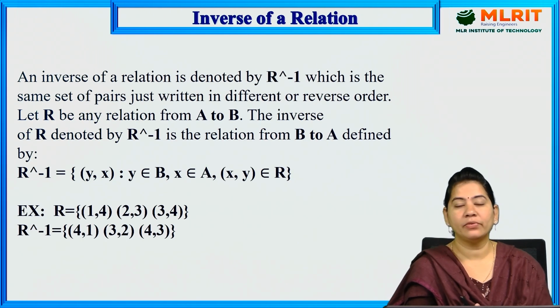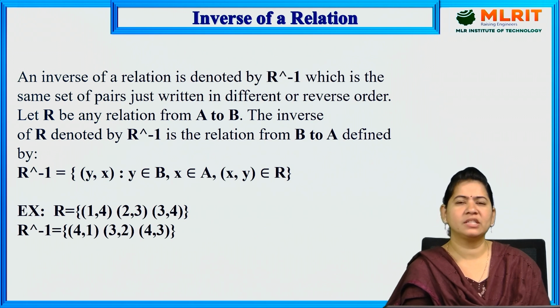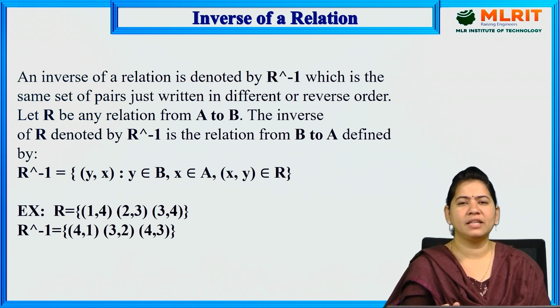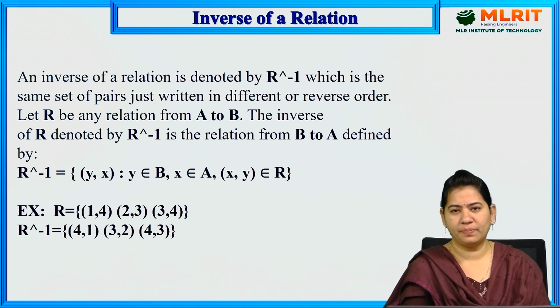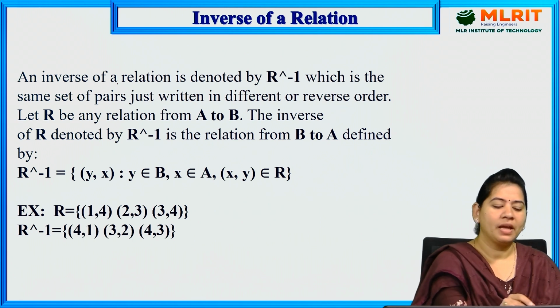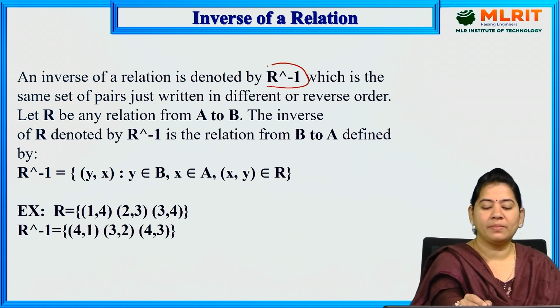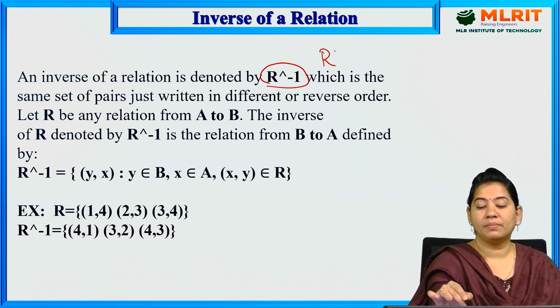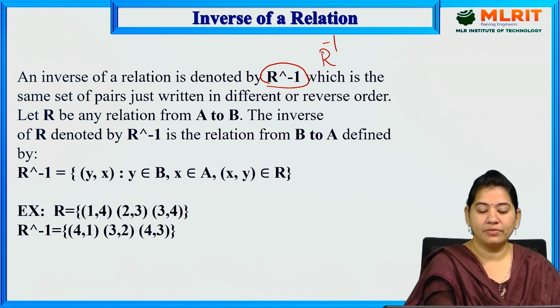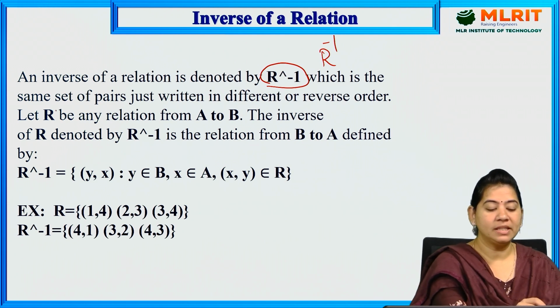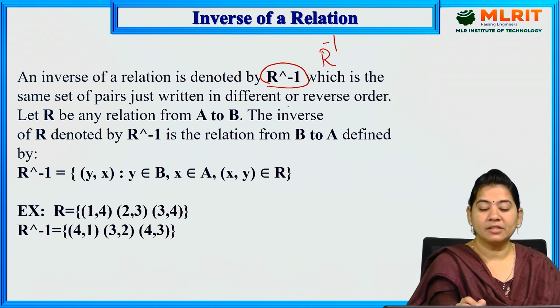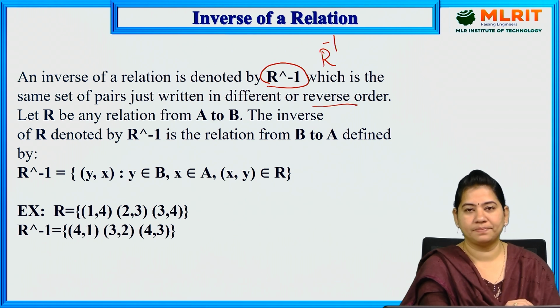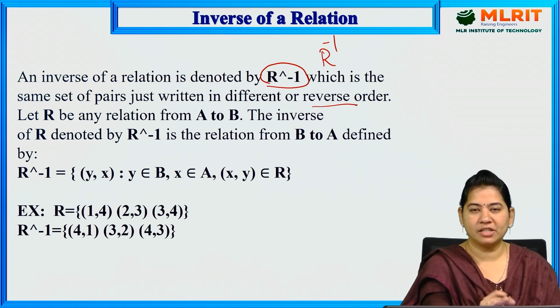Next we have the inverse of a relation. Inverse is nothing but just interchanging the values in the ordered pair. So see here, the inverse of a relation is denoted by R power minus 1. R inverse we can call, which is the same set of pairs, just written in reverse order. We'll just interchange it.